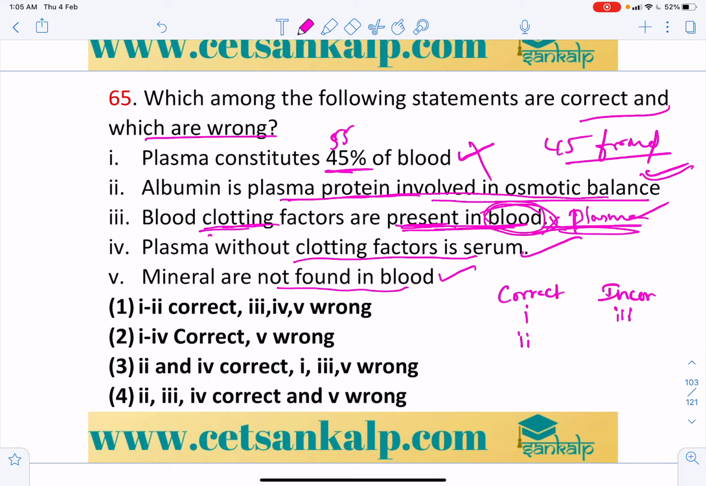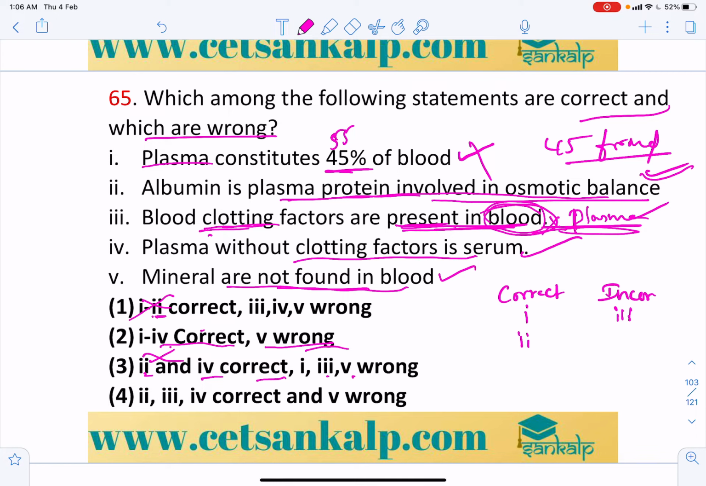So here, the first is wrong, the second is correct, we can't select this. First is wrong, and the fourth is correct. First and fourth correct, and fifth is wrong, that is also wrong. Second and fourth are correct. First, second and fourth, fifth are wrong. You can't select it because the second is correct. Right, this is also wrong.